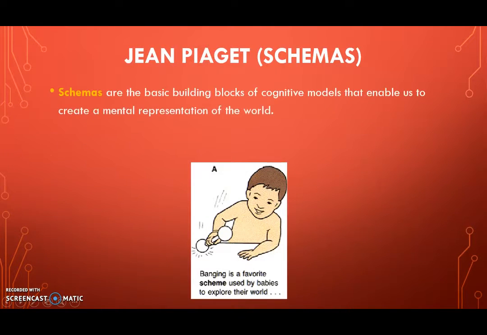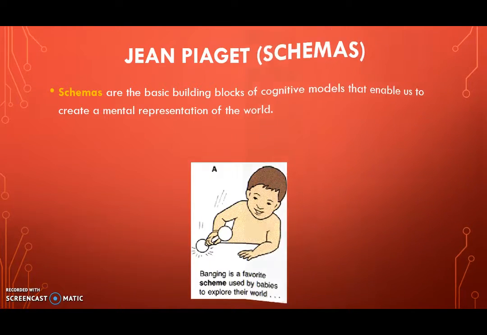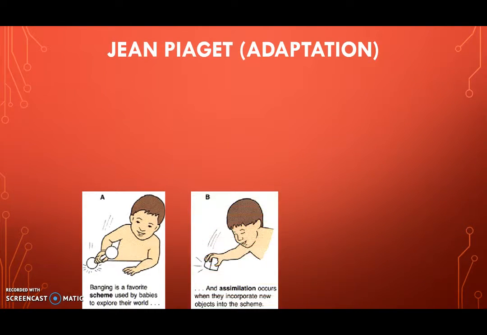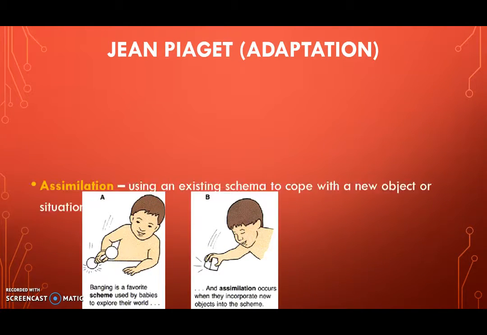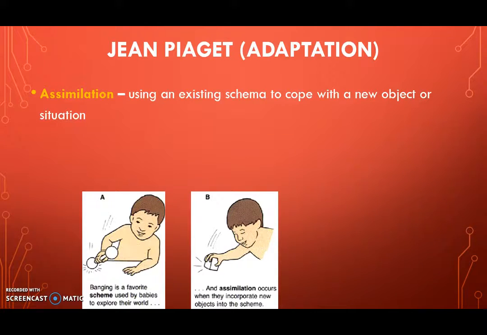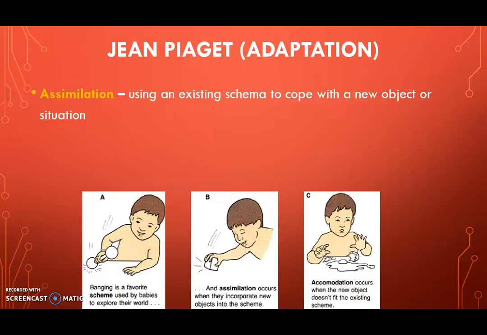So what is a schema? A schema is the basic building blocks of the cognitive model that enable us to create a mental representation of the world. So a baby's favorite schema, same as my daughter's, is taking a toy and banging it off of a surface. Now, if a baby encounters a new toy, they still grab that toy and bang it off of a surface. That's called assimilation. They're using an existing schema to cope with a new object or situation, for example, the toy that we're talking about.